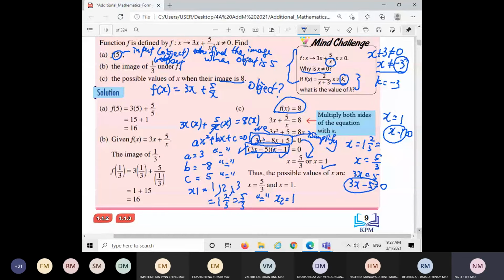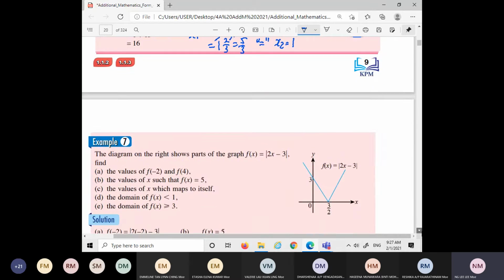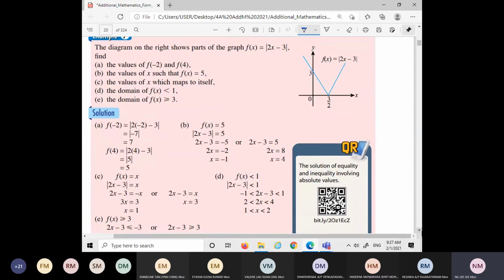Okay, the other one. We go to the next page. One more example here. But before this example, I would like to show you this absolute value. You remember that day we learned the modulus, where you see the V-shaped graph. I want to go to this website.